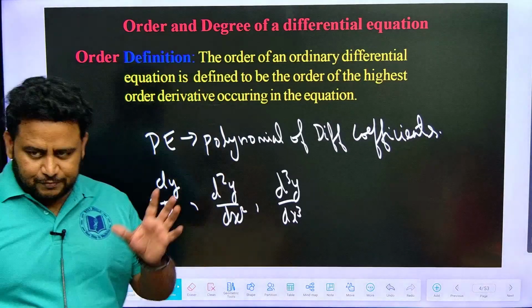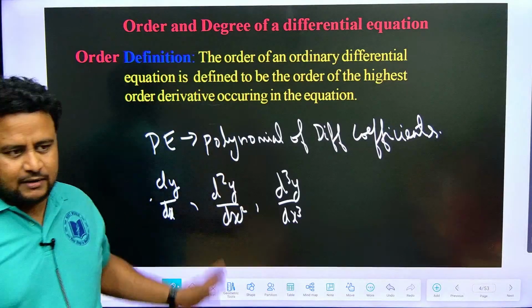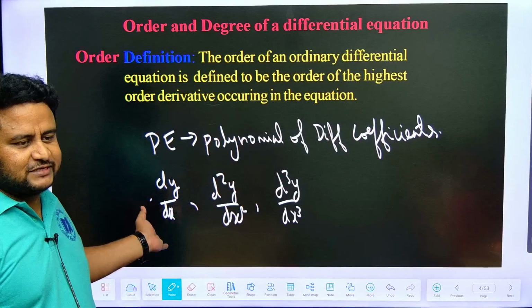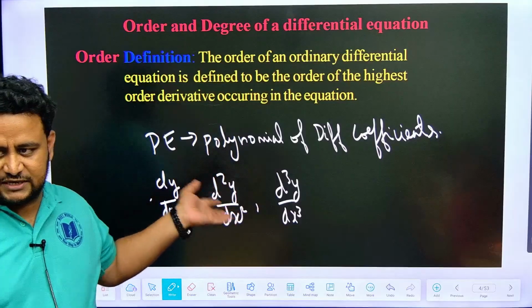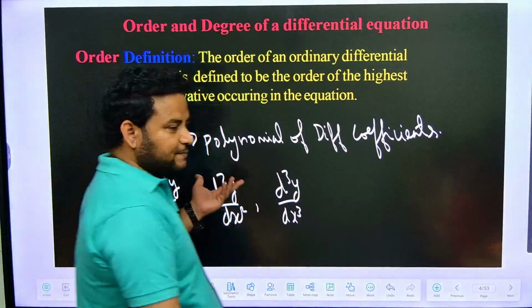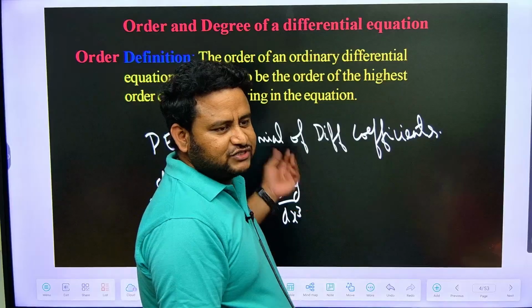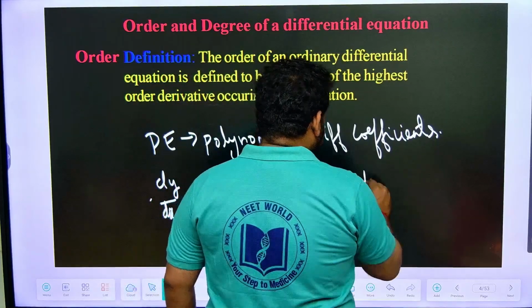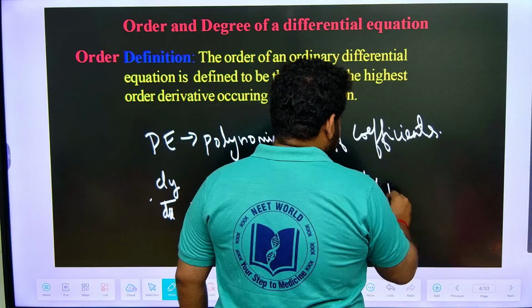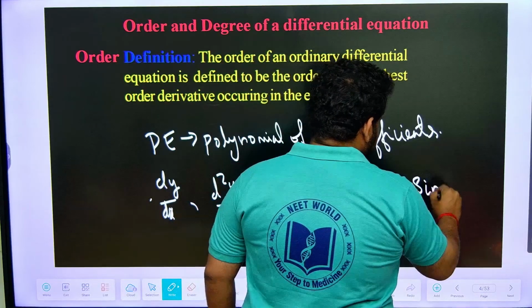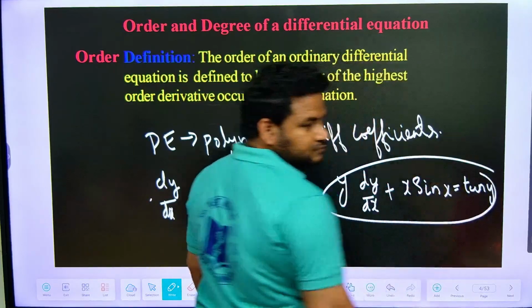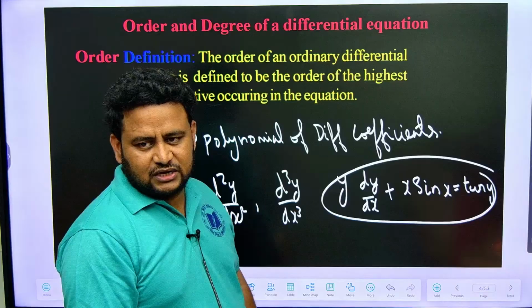We say polynomial in x, polynomial in y, like that. Polynomial in differential coefficients. With this you can combine the variables like x, y, sin x, sin y, cos y. Suppose you combine them, what you get is a differential equation. Suppose I write y dy by dx plus x sin x is equal to tan y. This is also one differential equation.